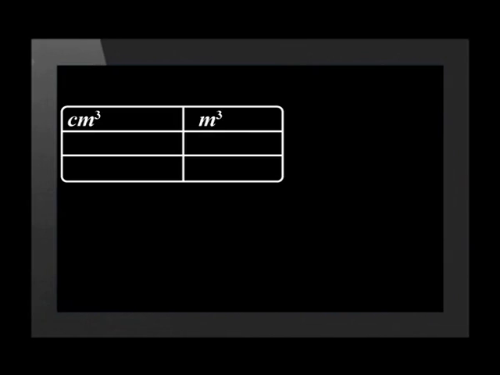Next, we fill in the measurement we need to convert. Remember to keep the same units in the same column. We fill in 1,260 cubic centimeters in the left-hand column. Lastly, we fill in the conversion factor. Remember to add the cubed as we are converting volumes. We fill in 100 cubed in the centimeter cubed column and 1 cubed in the meter cubed column.